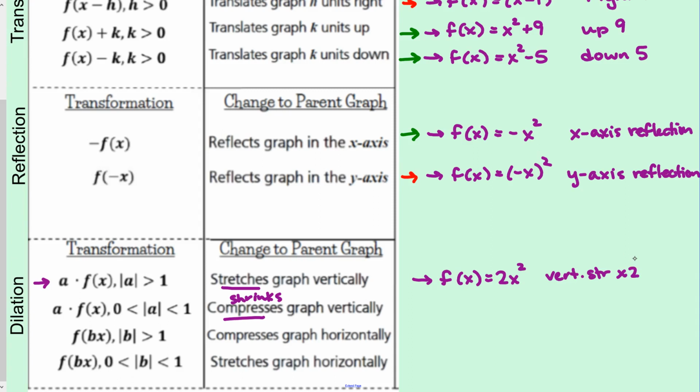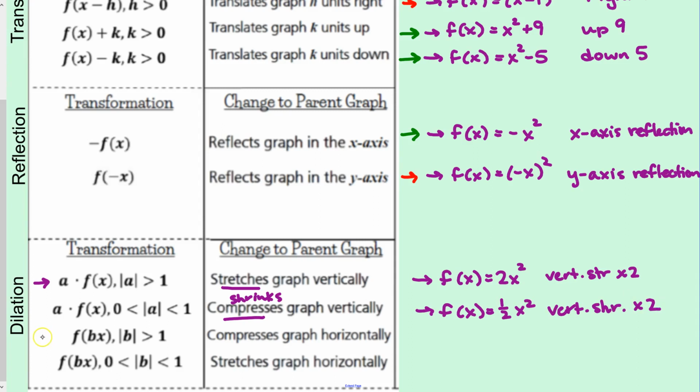Now if that number a that we're multiplying on the outside of the function has an absolute value between 0 and 1, like 1/2, 1/3, -1/2, -1/3, then the graph is going to be 1/2 as tall or 1/3 as tall, so it's going to be a vertical shrink. So here's my example, f of x equals 1/2 x squared, vertical shrink times 2, meaning twice as short or half as tall.